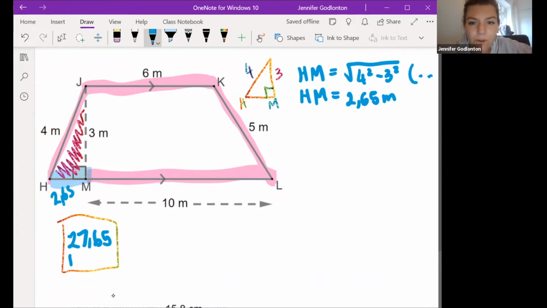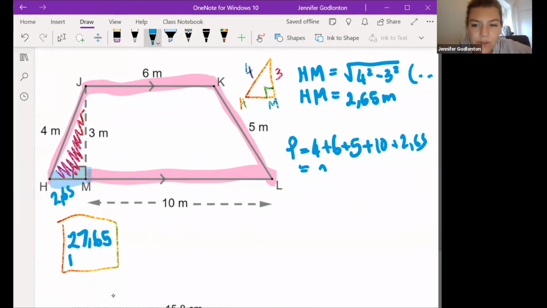Once we have HM, then we can find our perimeter. So my full perimeter is going to be 4 plus 6 plus 5 plus 10 plus 2,65, and that's going to give me the total of 27,65 meters. And that's our final answer.